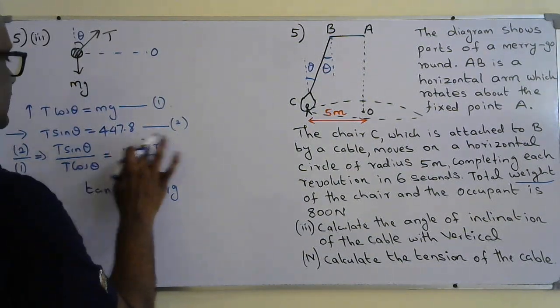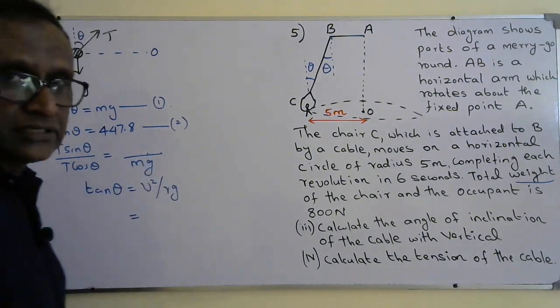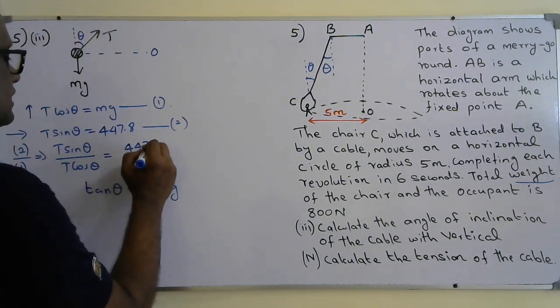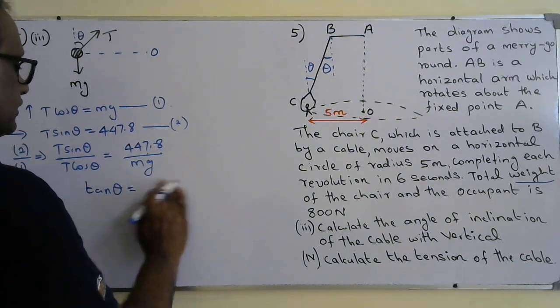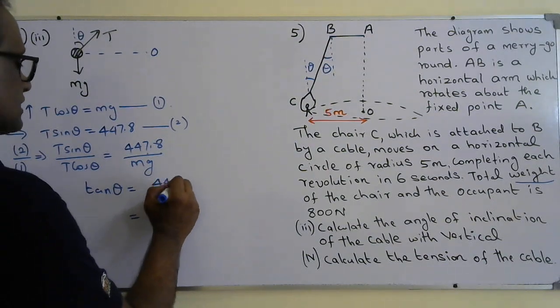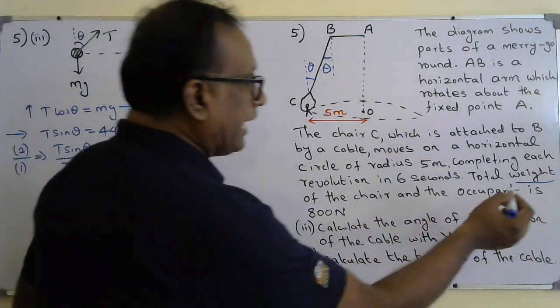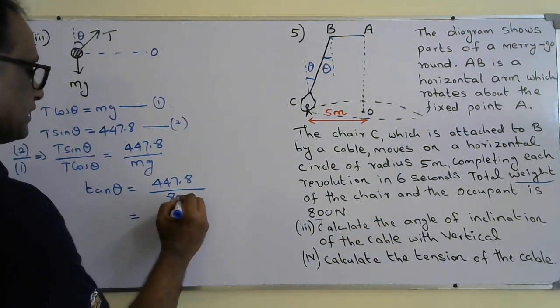So I'll substitute this 800. I don't need to calculate again. If you want, you can calculate it, but it is not necessary. We already calculated it in the second part. So tan theta will be 447.8 over mg. That's given here, 800 Newton. The total weight is 800 Newton.